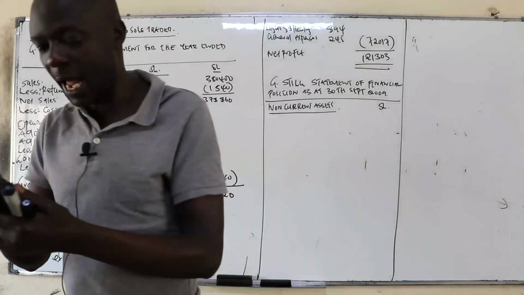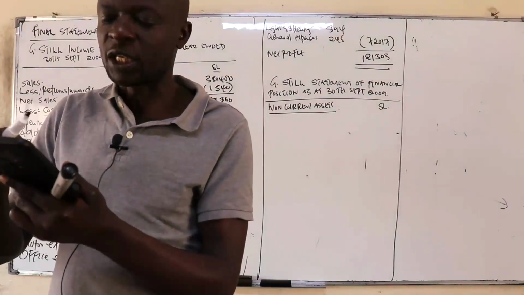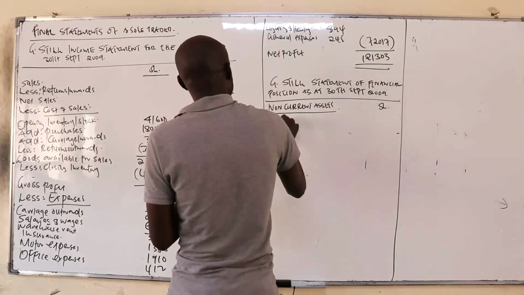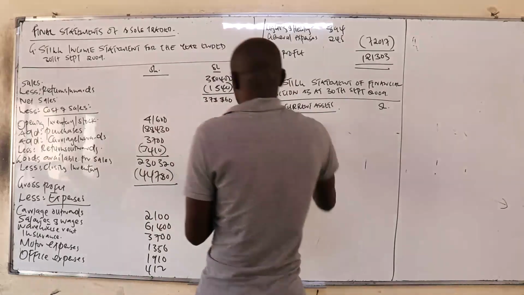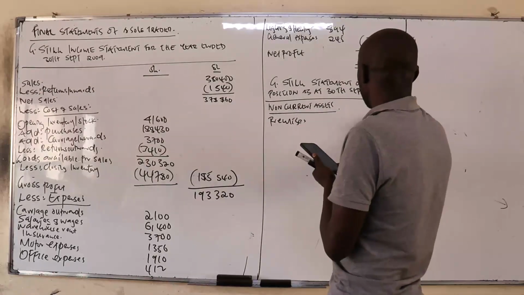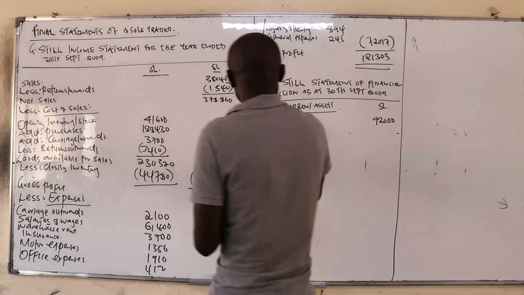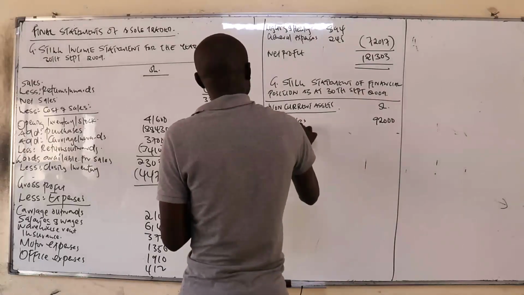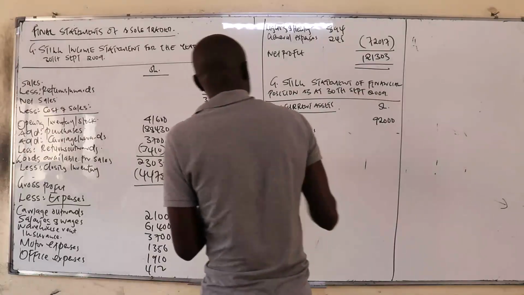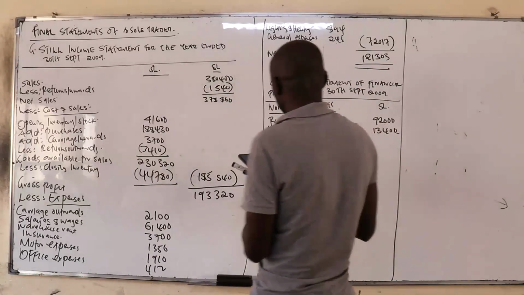Non means fixed. So we start with the most valuable one. We start with the premises. Premises, the value is how much? 92,000. So we write there 92,000. Then we have motor vehicles. The value is how much? 13,400. And then we have fixtures and fittings.